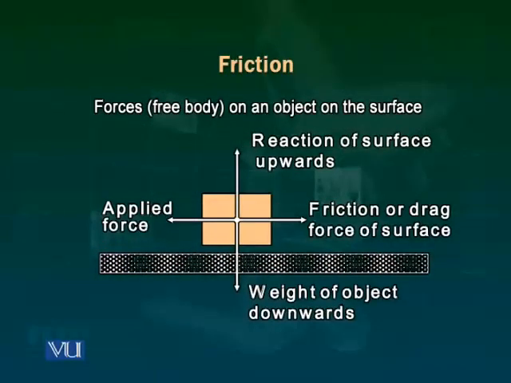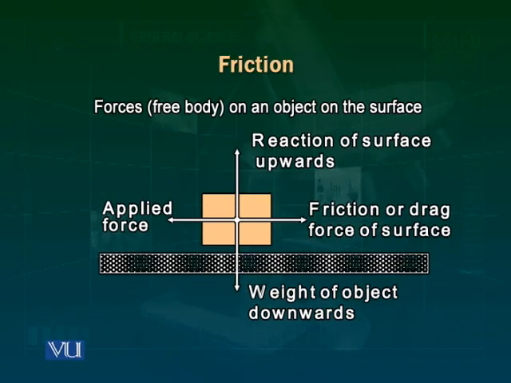Now, if we're looking at a free body diagram of friction, let us say that I have an object which is on the table and I want to apply a force to it. If we look at the free body diagram, there are 4 forces on it. The weight is acting downwards, the reaction of the table is upwards. I have a driving force which is trying to push it in this direction. The friction force is in the opposite direction.